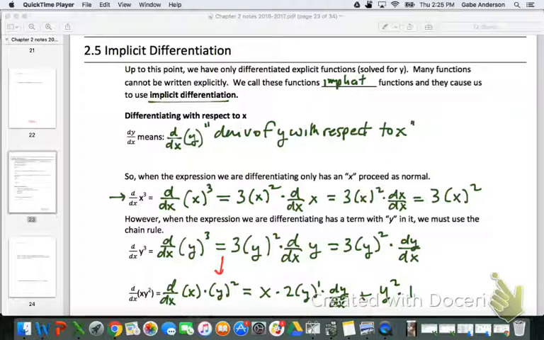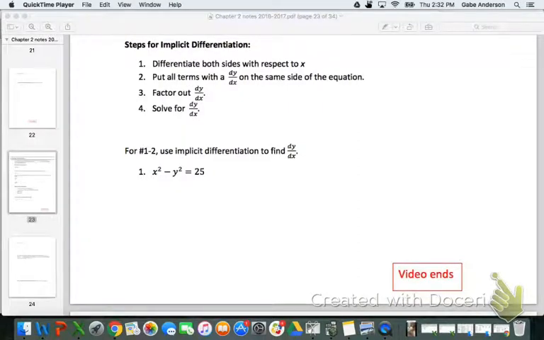All right, we're going to go ahead and work on one example here together. In order to do our example, let's check out the steps for implicit differentiation. So we're looking for dy dx here. Step 1 is to differentiate with respect to x. Step 2, we want to collect all of the dy dx terms on the same side. We're typically going to be factoring out the dy dx and then solving for the dy dx. So we're just going to do one example here kind of as a check for understanding.